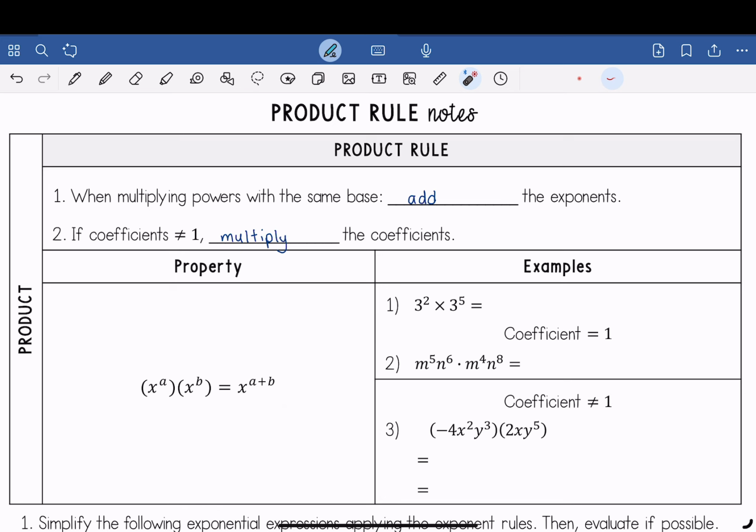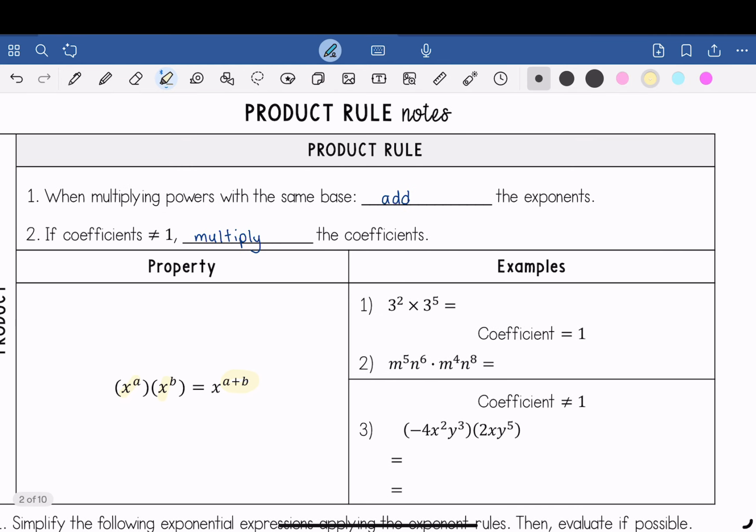So here we have the same base, x, and x in both terms. So we have x and x with different exponents. Here's a, here's b. They could also be the same. You add the exponents. So a plus b. So let's apply that to the example to the right.